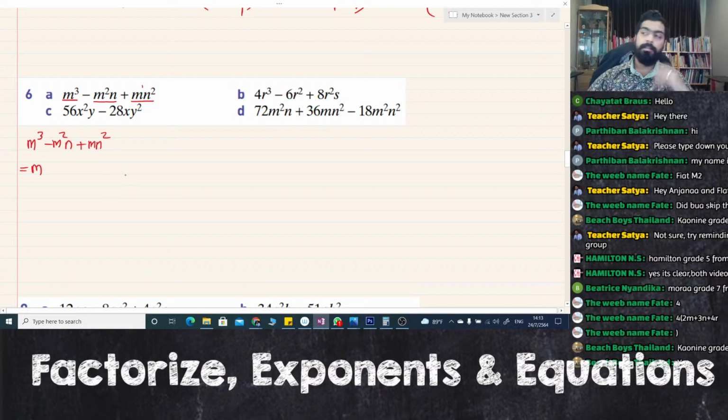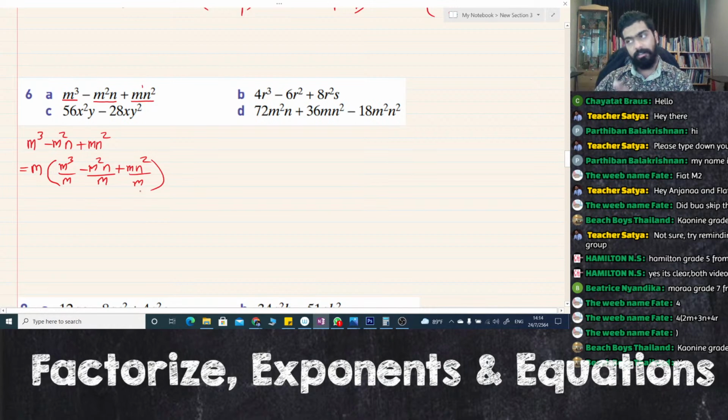All right, guys. Now let's see for n. In the first term, there is no n at all. So that means we cannot bring any n and keep it outside the bracket. Now we are going to open the bracket. And now we're going to take all the terms: m cubed over m minus m square n over m plus mn square over m. So we have divided all of the terms inside the bracket by the greatest common factor, which is m.